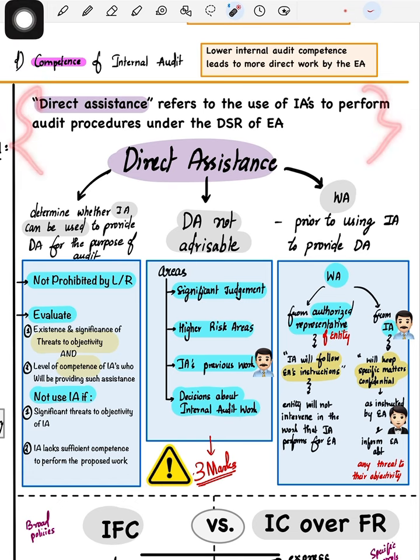Next, in direct assistance, there are three main points: determine whether internal auditors can be used to provide direct assistance for the purpose of the audit; where direct assistance is not advisable; and a written agreement prior to using internal auditors to provide direct assistance.